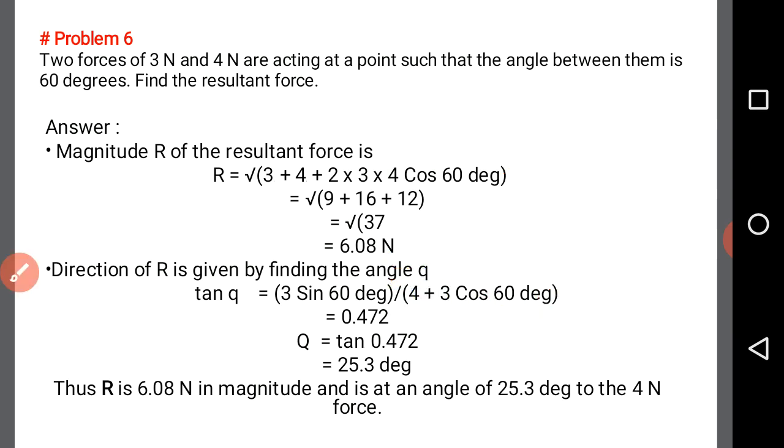That is 4 sin 60 upon 3 plus 4 cos 60. So alpha is equal to tan inverse of 3.46 upon 5, that is 34.7 degrees. Okay, so you can find out these values by using a log table. Okay, so thank you.